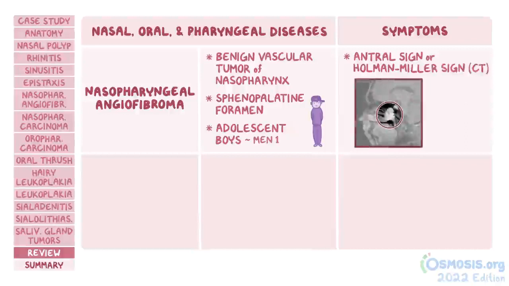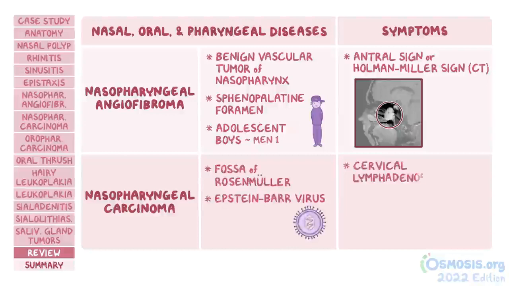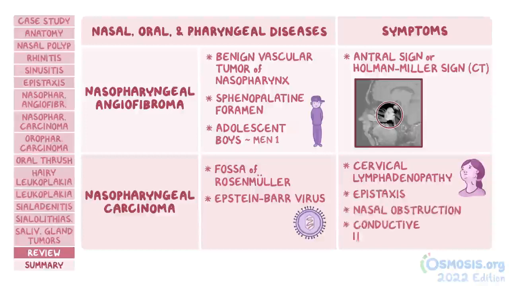Nasopharyngeal carcinoma, most commonly located in the fossa of Rosenmuller, is often associated with Epstein-Barr virus infection. In many patients, the first sign is cervical lymphadenopathy, but as the tumor grows, other symptoms might include epistaxis, nasal obstruction, and conductive hearing loss.